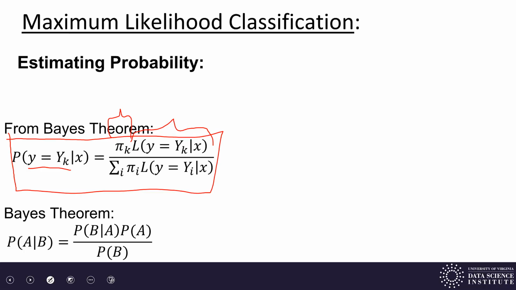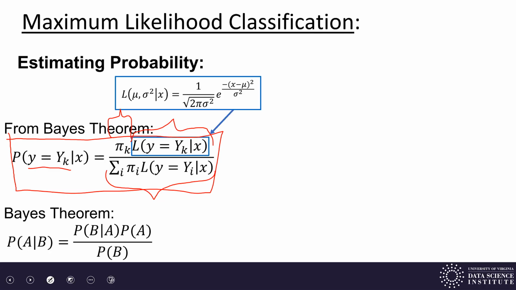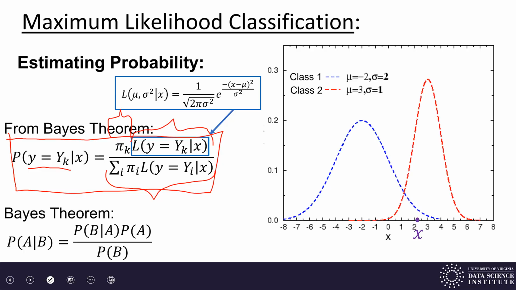Those two are multiplied on the top of this fraction, and it's divided by the sum over all classes of the prior probability of the class times the likelihood for that class. Let's walk through an example. This likelihood function, recall, is just the height of the probability density function for that class. Let's look at the example we were looking at a moment ago, and let's compute the probability for class 2 for this observation x.